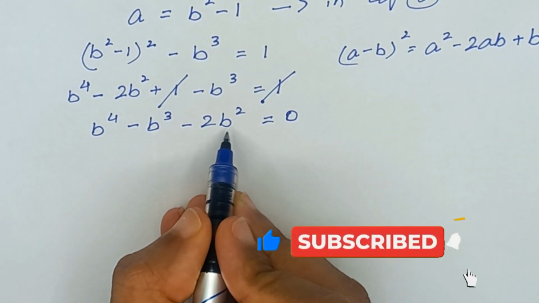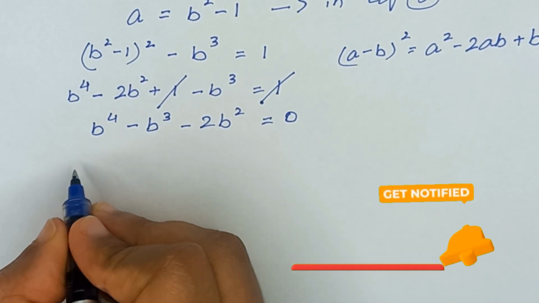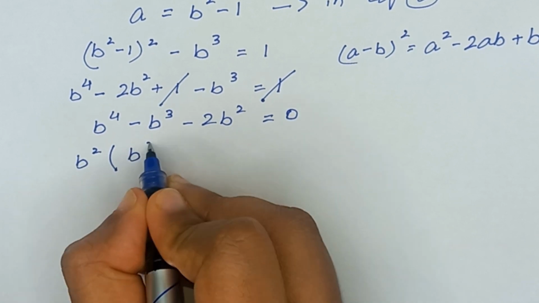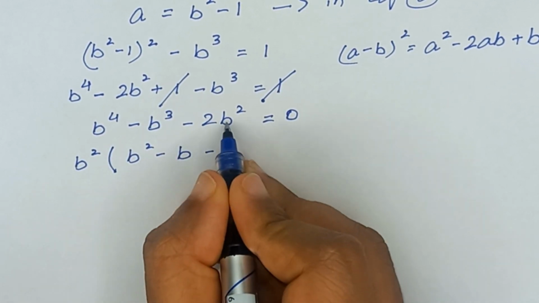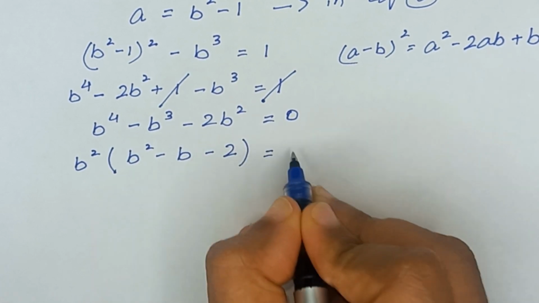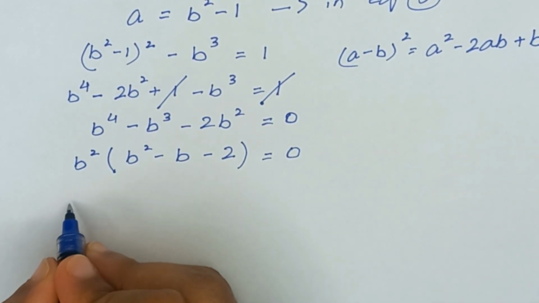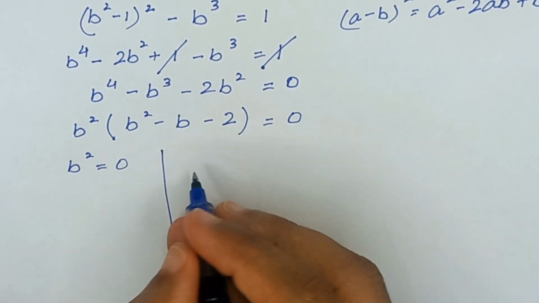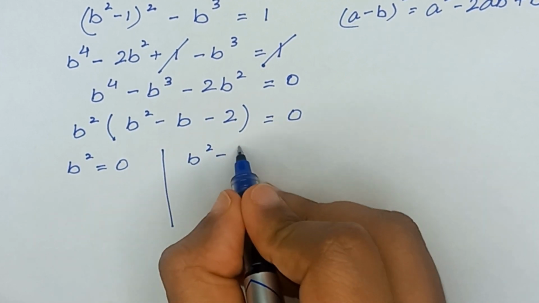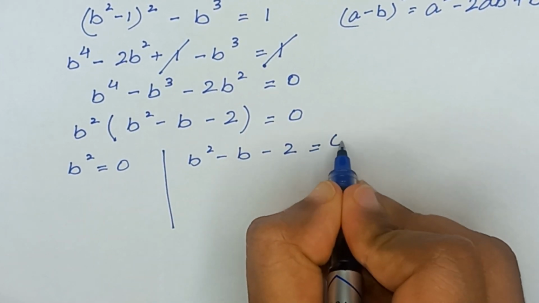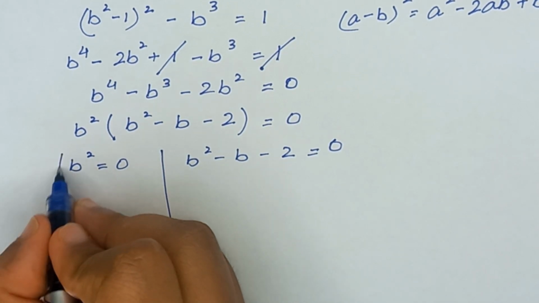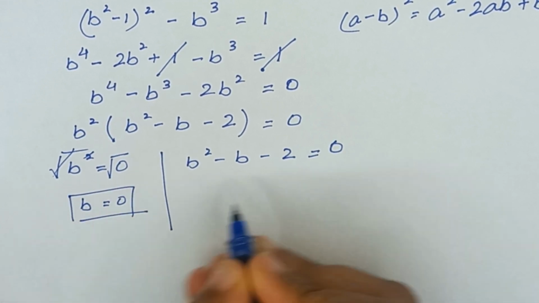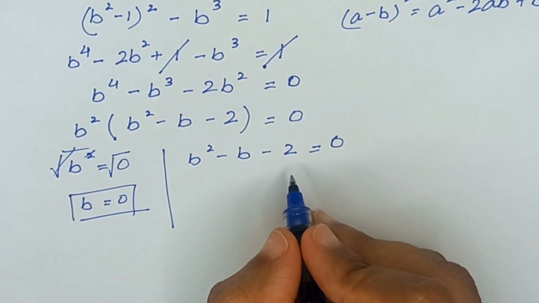Now you can see that b square is common in all these three terms, so we will take b square as a common factor. This divided by this will be b square, minus b, minus 2, equal to 0. Here we have two solutions: b square will be equal to 0, and the quadratic b square minus b minus 2 will be equal to 0. When I apply square root on both sides, b will be equal to 0, and the other is in the form of a quadratic equation.